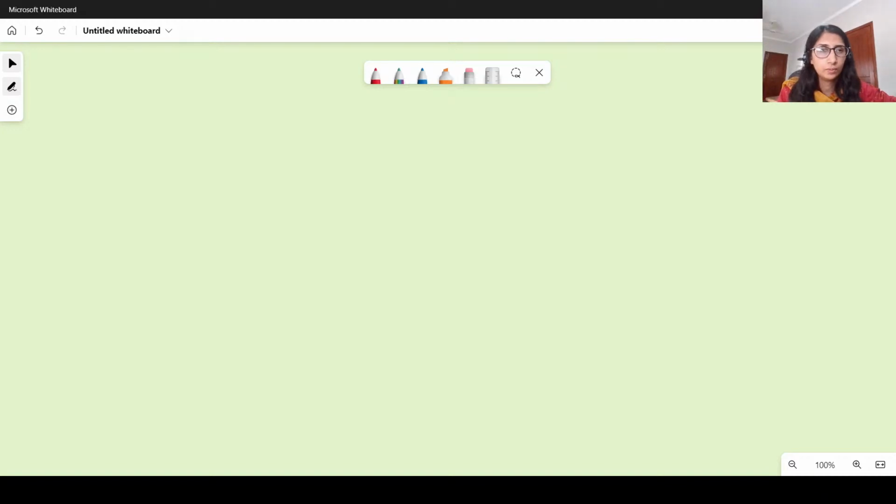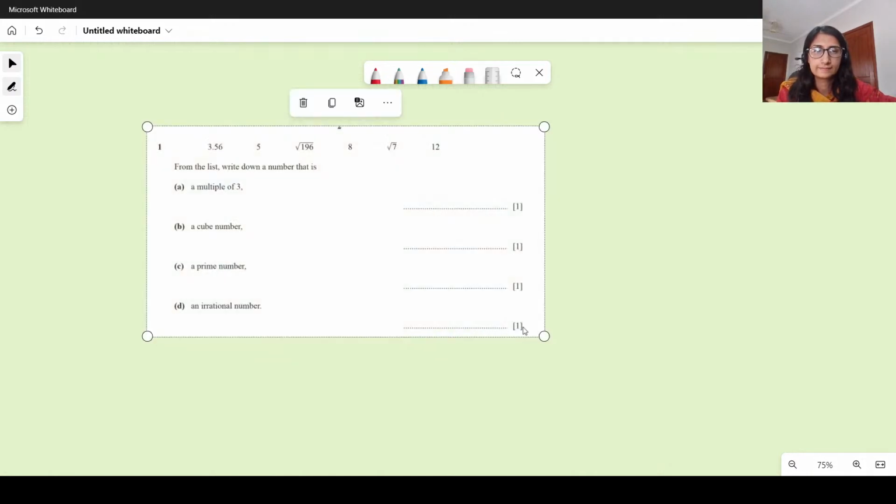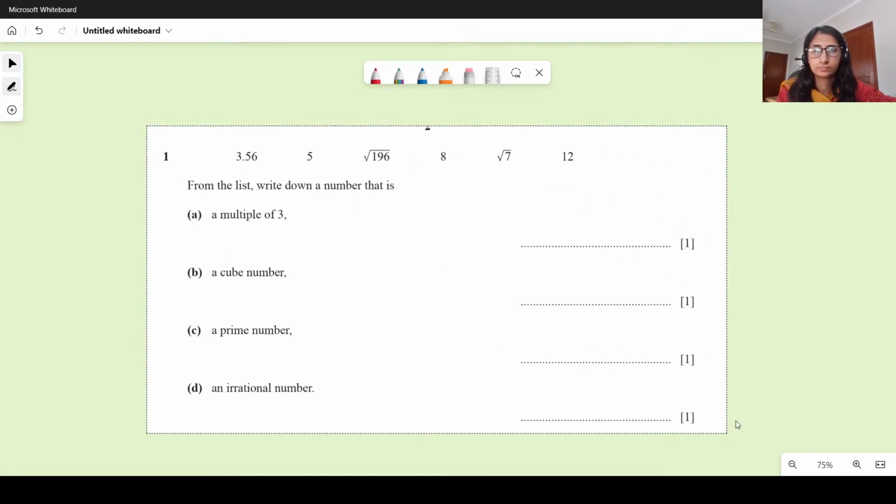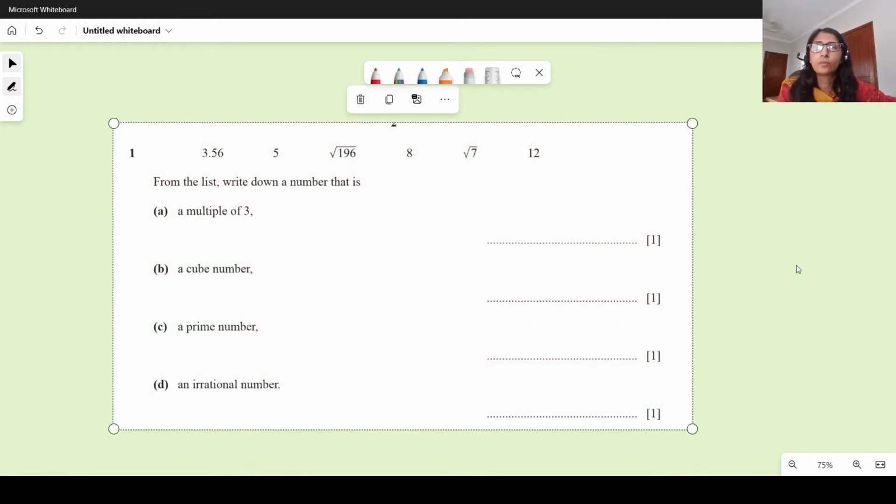Okay, so today we are doing paper February-March 2020, paper 2-2, the extended paper 2. Let's start with the first question. From the list, write down a number that is a multiple of 3.